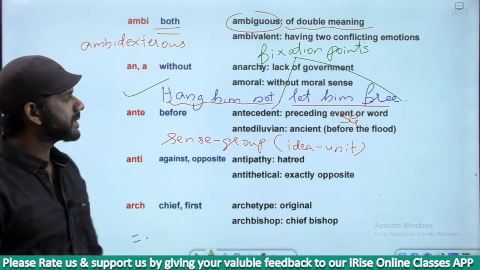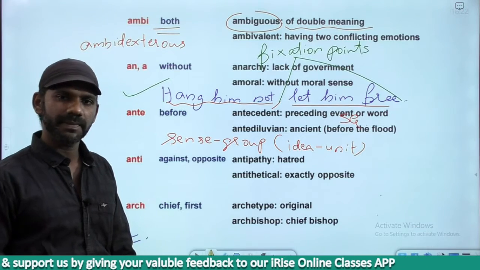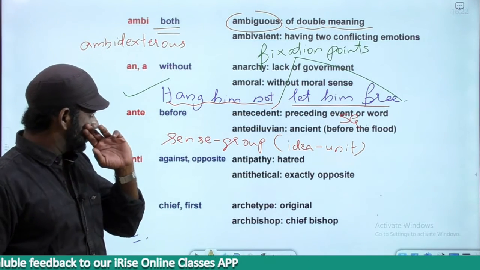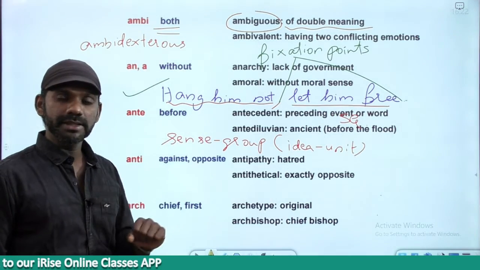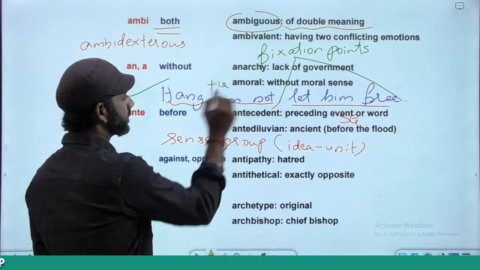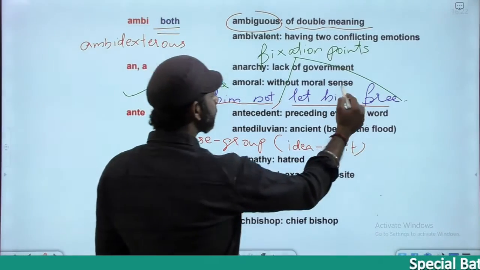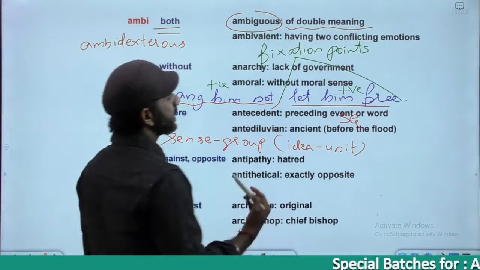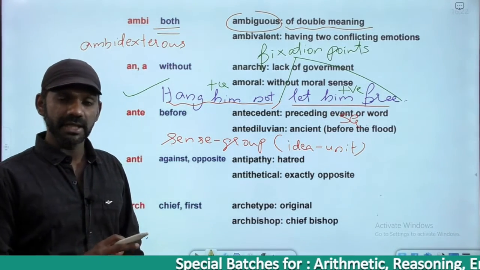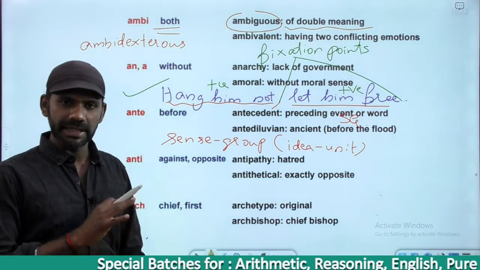The whole sentence is negatively charged or positively charged. Hang him not: negative, positive. Hang him is negative, not is also negative. Two negative terms coming together, double negation becomes positive. Let him free is anyway positive. Now this sentence conveys only one meaning. The whole sentence is positively charged, not ambiguous, grammatically correct.